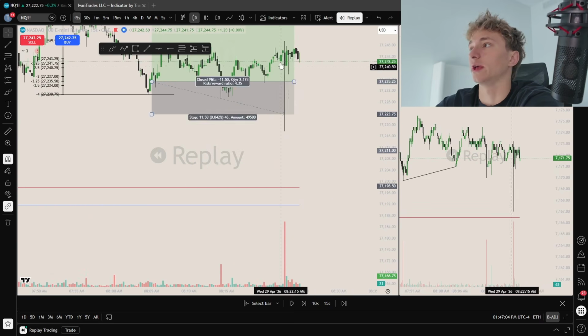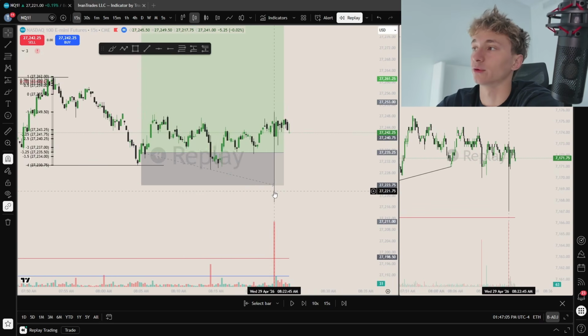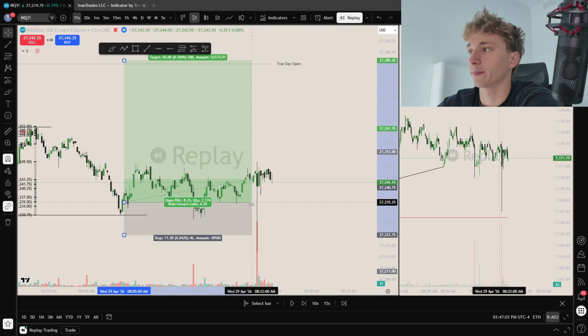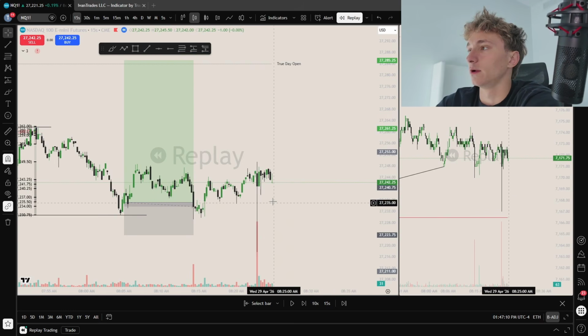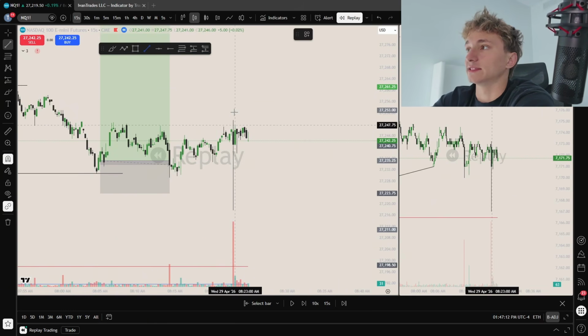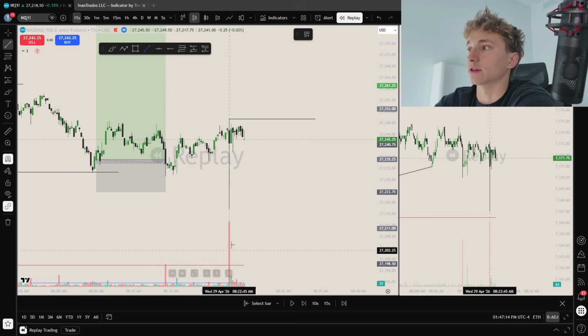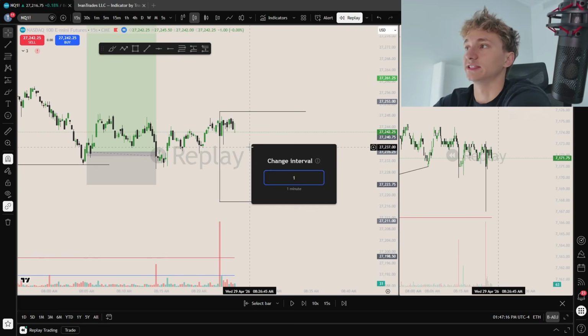There you go. It actually ended up wicking and making a new low. Now, unfortunately, we now have a data high and we now have a data low. Both of these are valid targets that need to be hit.